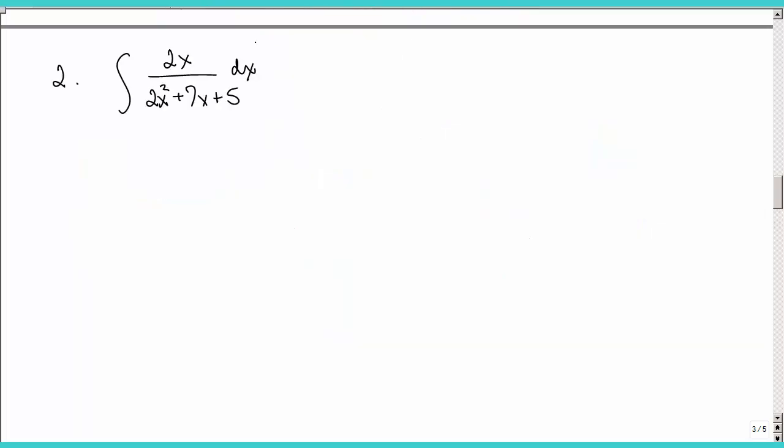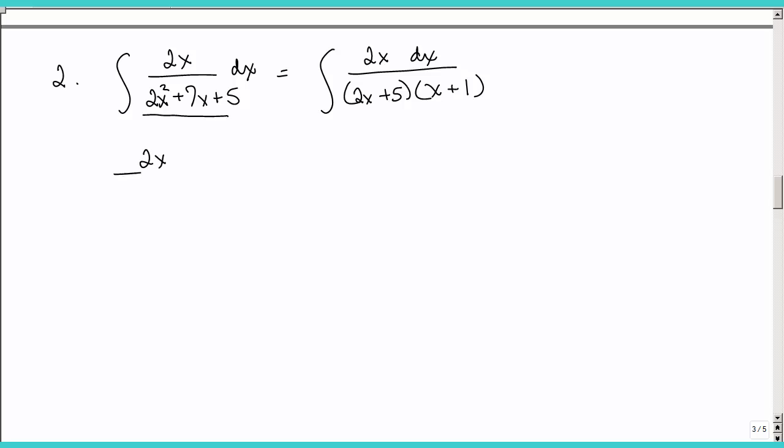Okay, so looking at number 2, again, I have a fraction, a rational function. It's not in any form I can integrate, because if I let this be u, I just don't have the derivative. So I'm going to look at this and say, can I factor the denominator? And yes, I can. This is 2x plus 5 times x plus 1. So again, I have linear factors. That's kind of nice. So I'm going to set up my equation.